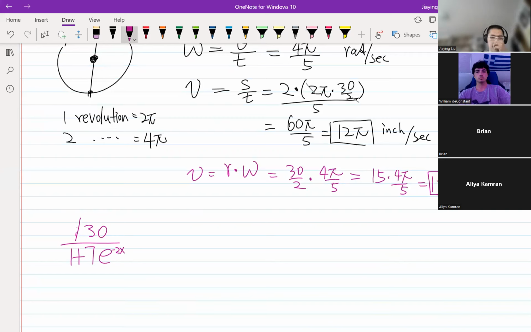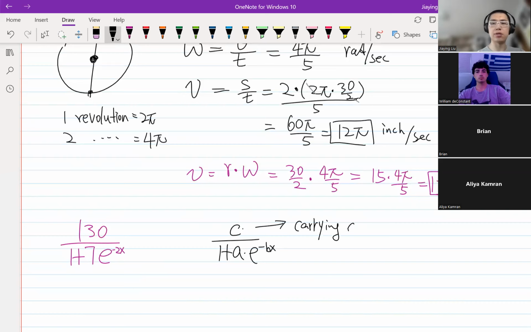Okay, good. So if you have a formula given the carrying capacity, if you remember what I wrote yesterday, the general formula for logistic growth is C over 1 plus A times e to the negative bx, right? So the C in the numerator is the carrying capacity. Oh, is that all it is? Yep. Oh, thank you.